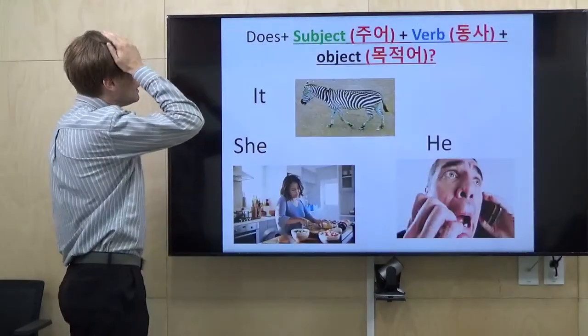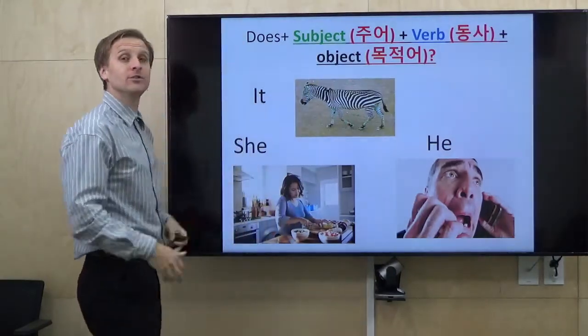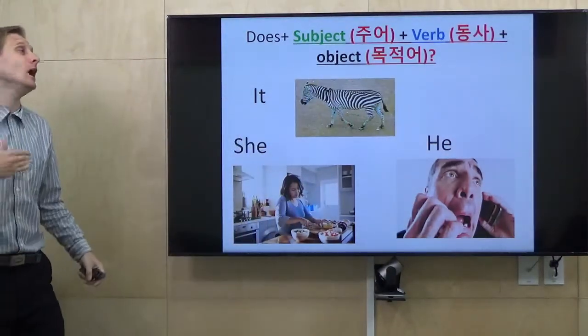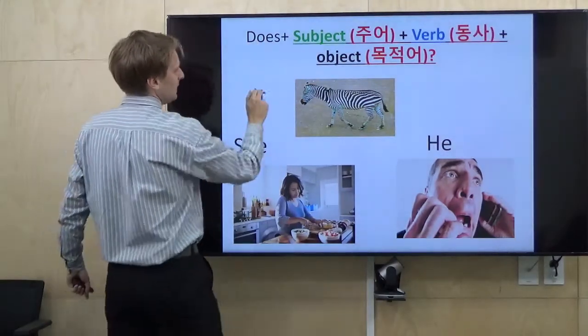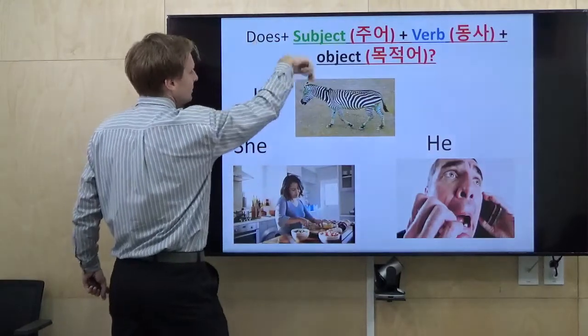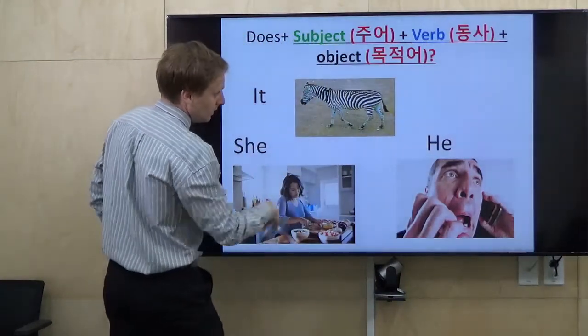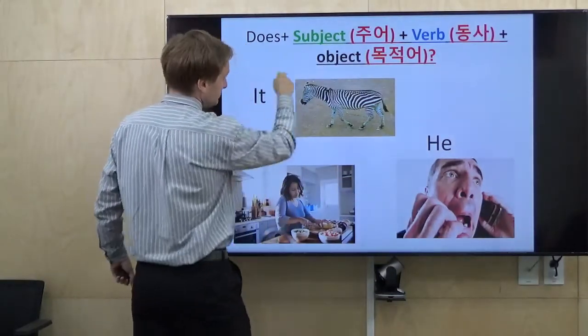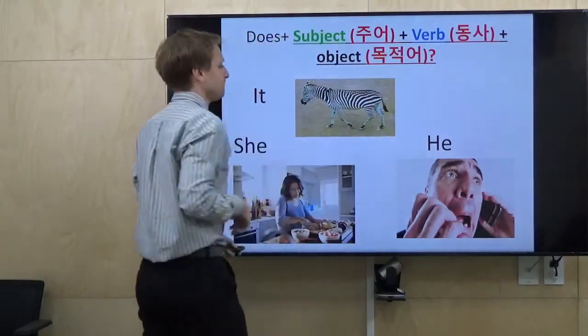Alright? And then for it, she, and he, we're going to use does. The rule is the same, but does. 3, 2, 1. Does it walk? And here, does she cook food? Here, does he call mom?